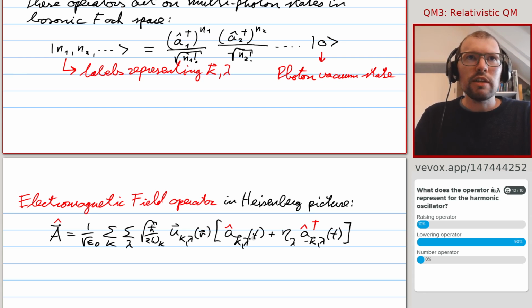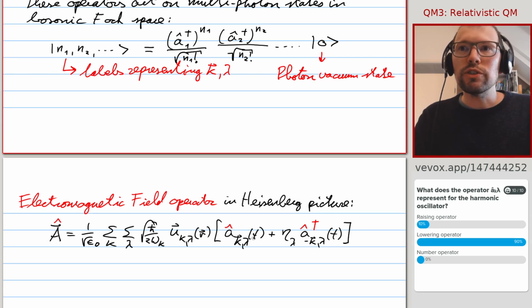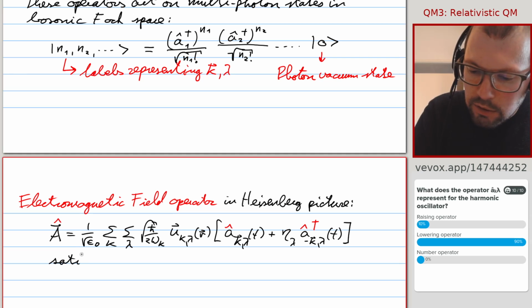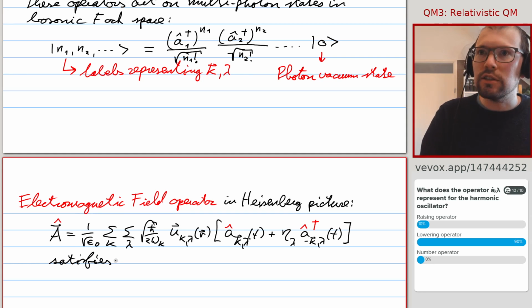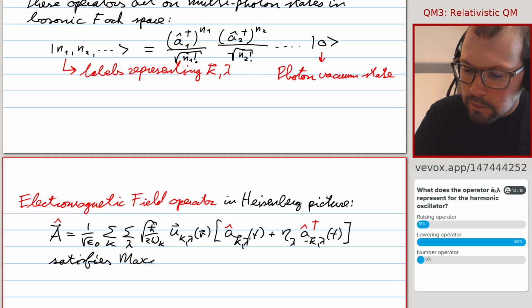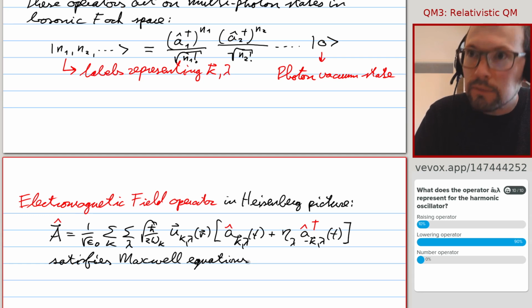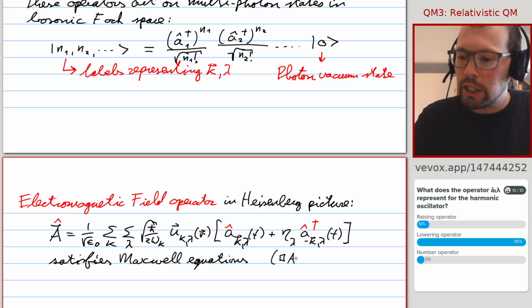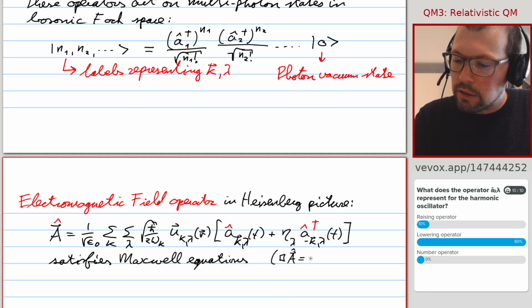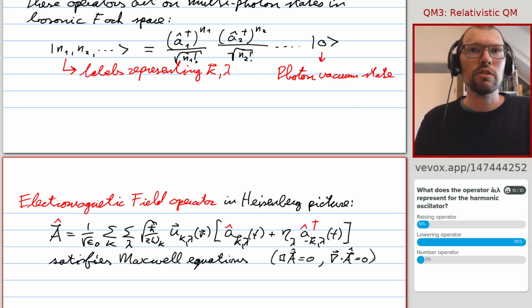So this object, as an operator itself, still satisfies our wave equation. And this you can check yourself. So it still satisfies Maxwell's equations, at least in this particular Coulomb gauge, meaning that if I apply the d'Alembertian to this operator, it will vanish, and also the divergence of this operator vanishes, seen as operators.